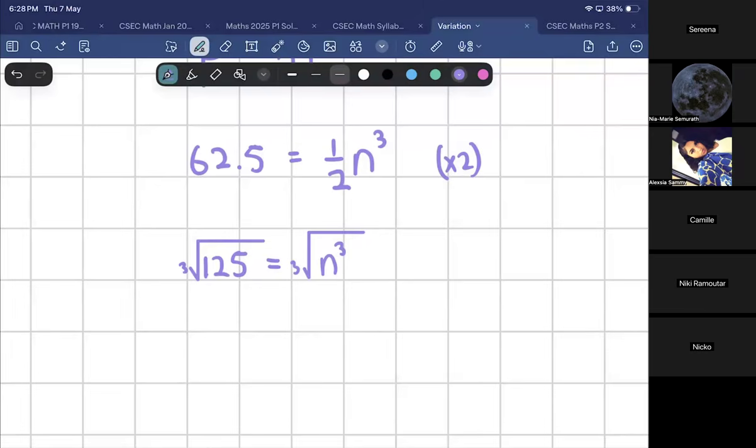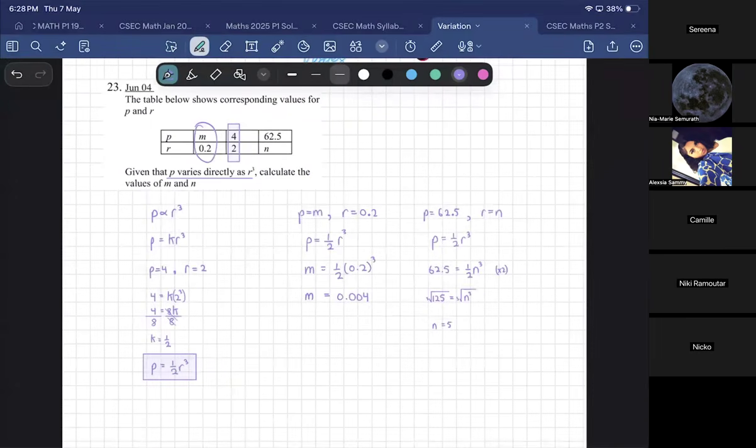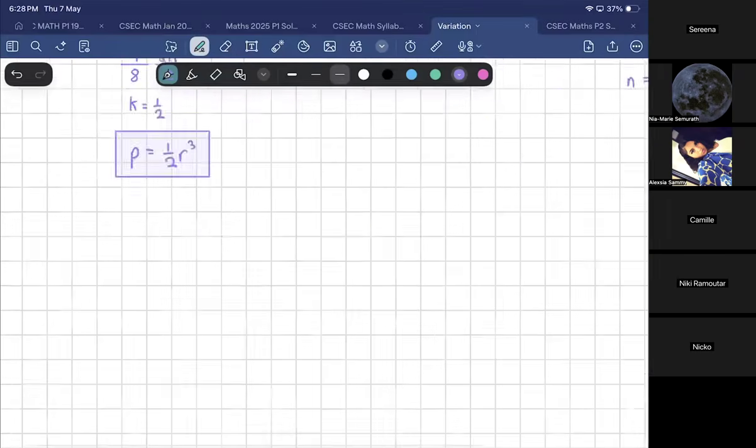Yeah. So Kestrel, you're going to press second function cube root. Yeah, I got the 5. Good. So n is equal to 5. Are you okay with direct proportionality? Let me know. Yes, sir. Cool. Let's move on to inverse proportionality.